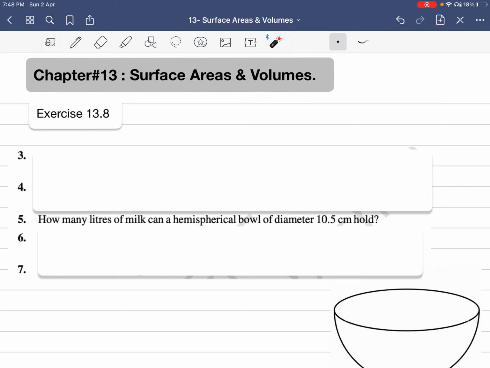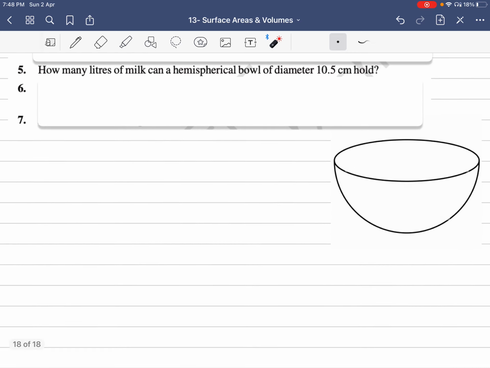So in this video, we're going to see questions from chapter number 13, surface areas and volumes. We are going to see questions from exercise 13.8. We've already seen a few questions related to the volume of the sphere. Now we're going to focus on the volume of a hemisphere.